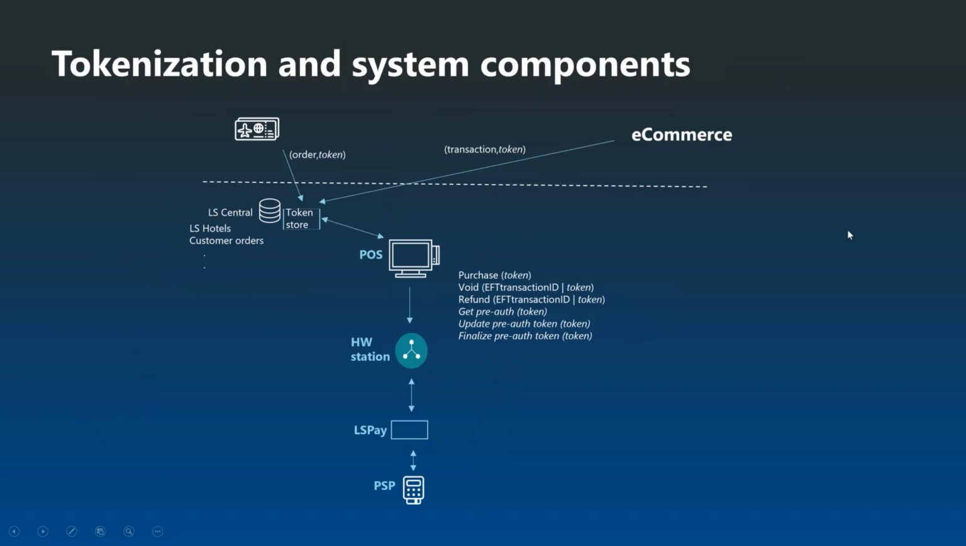Now the tokenization and the system components. The token support will affect a number of system components of LS Central, such as the customer order and the e-commerce, and it is an important part of our unified commerce strategy. So it will be a good addition to the POS, as we know that the POS plays a key role in all of those processes.